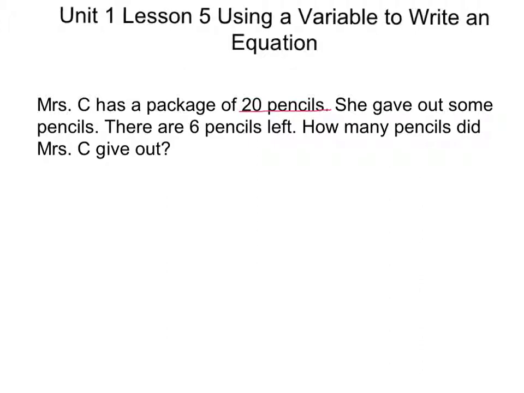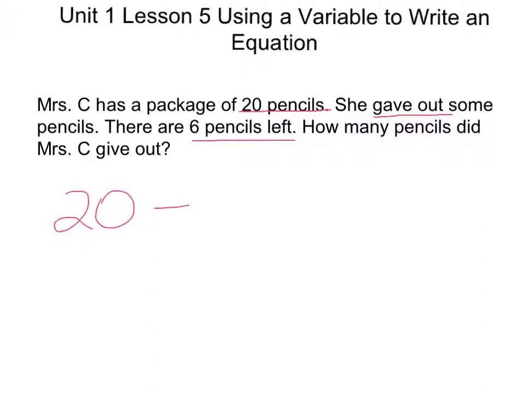Okay? She gave out some pencils. So the students would realize that gave out means subtraction. So we're going to have 20 and we're going to subtract. Okay, we know that much. Now we're going to keep reading. There are 6 pencils left. So we know that there are 6 pencils left.